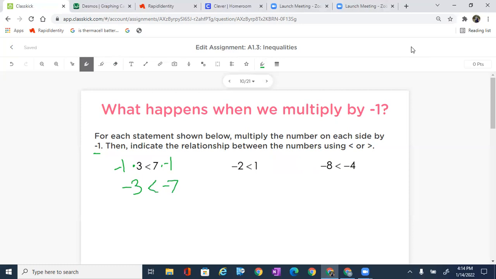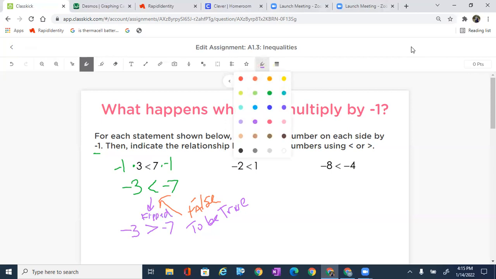And is negative 3 less than negative 7? No, this is false. This is completely and utterly false. To make it true, what do I have to do? I have to say negative 3 is greater than negative 7. Notice what happened. We flipped in order for that to occur. Does it work every single time? Well, let's check it out.